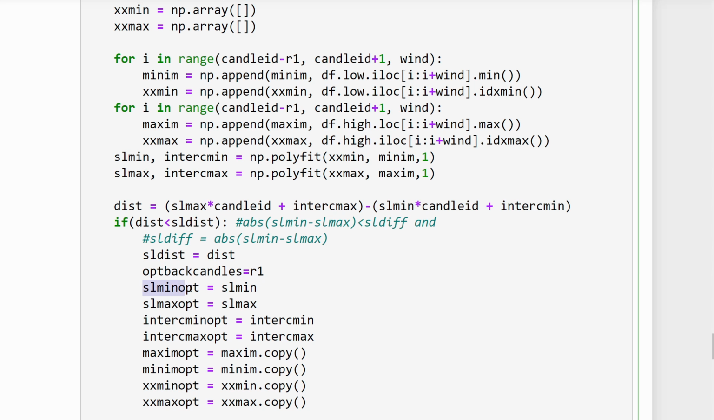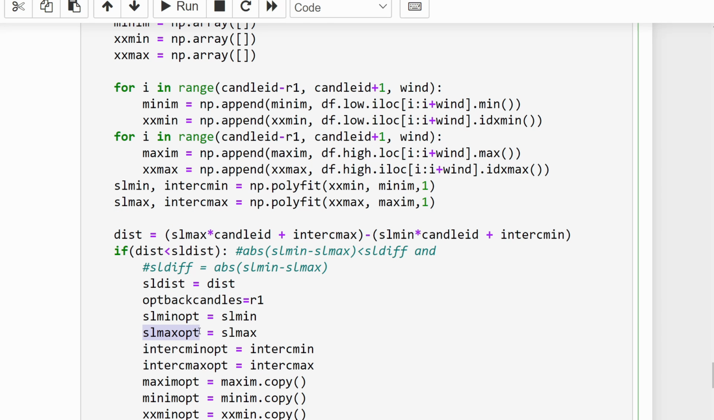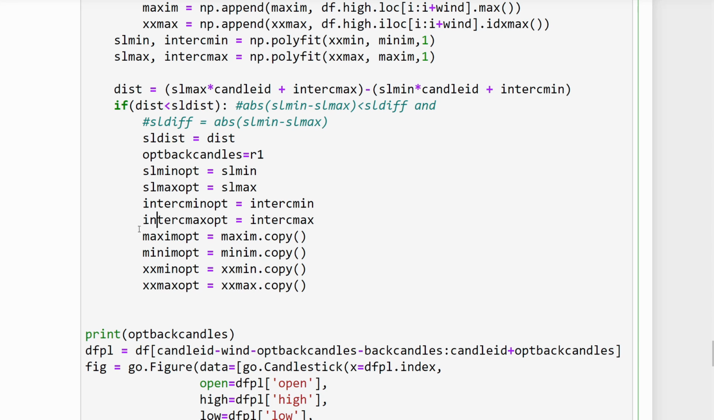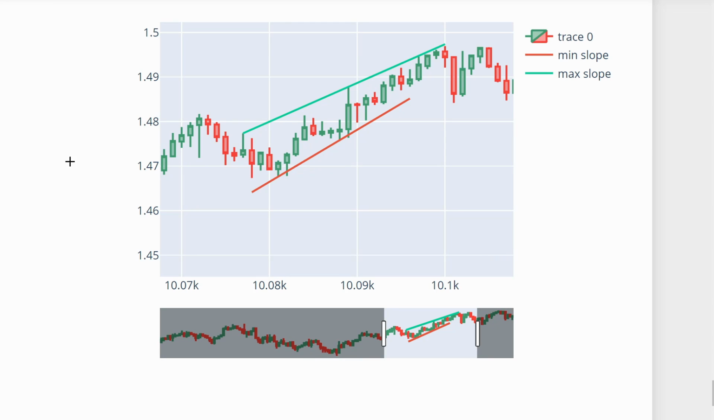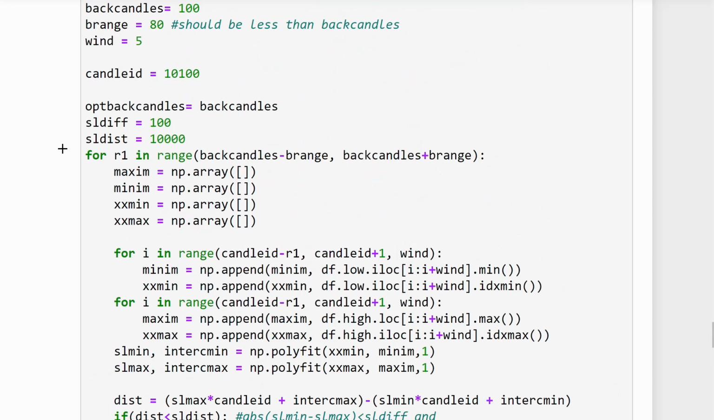Then I will also save the optimized slope minima, the optimized slope maxima, and the intercepts, as well as the maximas and the minimas, the points that we have used to fit our slopes of minima and maxima. And then I can plot what we have using, again, an adjusted intercept for the maximas and the minimas. And we can adjust some of the parameters to experiment on.